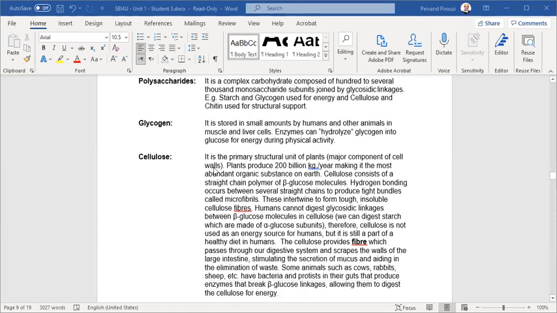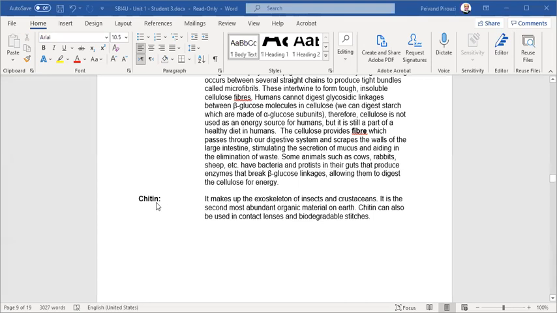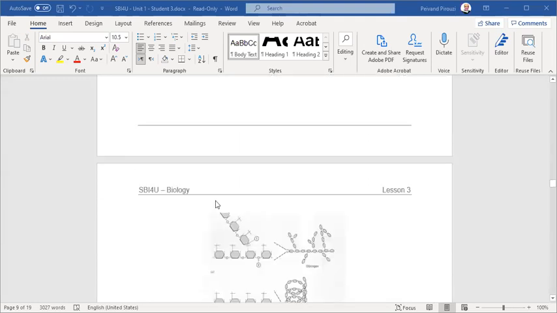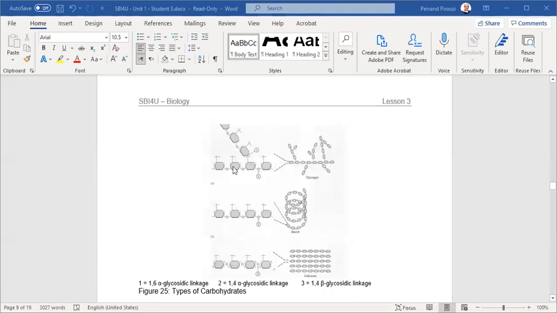So the same thing for the cellulose applies here. This is for the plants, and of course the same thing applies for chitin, which is making up the exoskeleton of insects and crustaceans. Perfect. So now here we do have some examples of those poly or oligosaccharides.